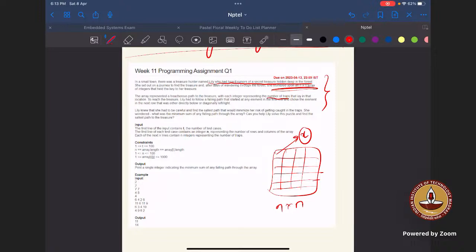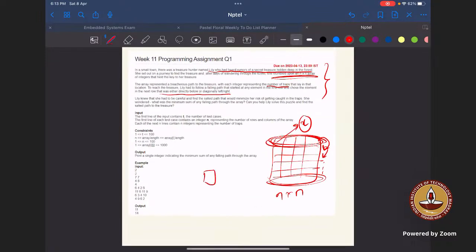To reach the treasure, Lily had to follow a falling path that started at any element in the first row, and choose the element in the next row. Go from this row to this, from this to this, and up till the last row. Choose the element in the next row that was either directly below or diagonally left or right. So this means that, let's say if you are on this particular element, then you can go here, or you can go here. Okay. So this is diagonally left, this is down, and this is diagonally right.